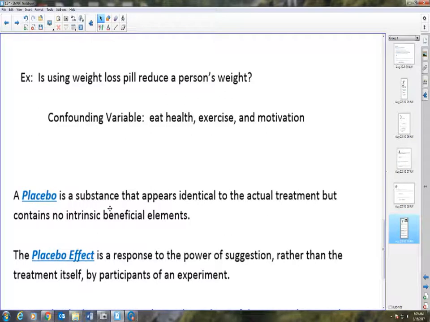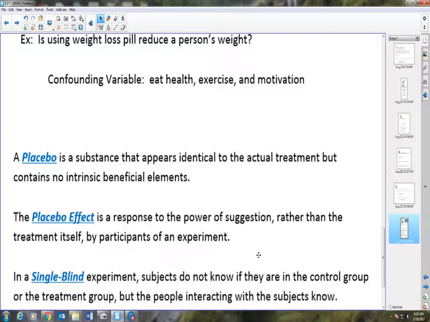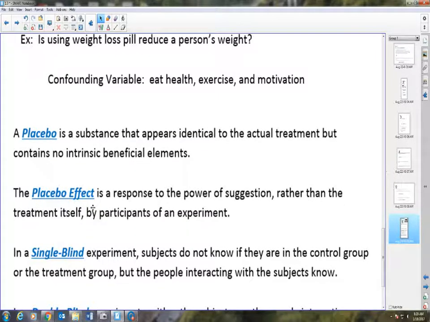All right, placebo is a substance that appears identical to the actual treatment but contains no intrinsic beneficial elements. Okay, you probably heard this word before. Placebo effect. Sometimes people ask you to be in this weight loss pill program, and they can give you a pill that appears to be the actual pill, but it actually contains no substance. Okay, and a lot of times, what the placebo effect shows is that psychologically, if you think you are taking that medication, but you are not, you can actually still lose weight. Okay, that would be called the response to the power of suggestion, rather than the treatment itself.